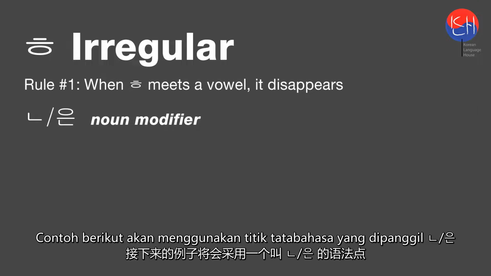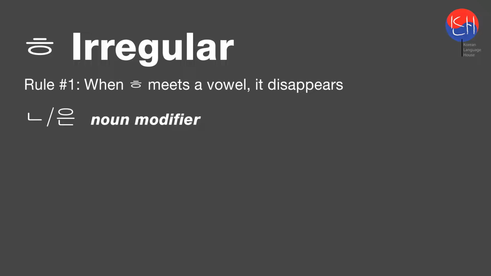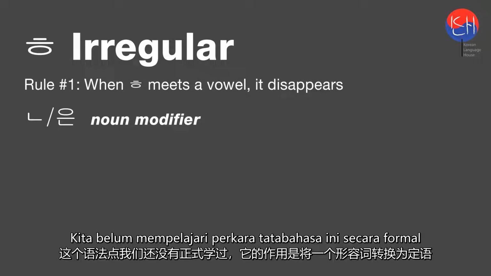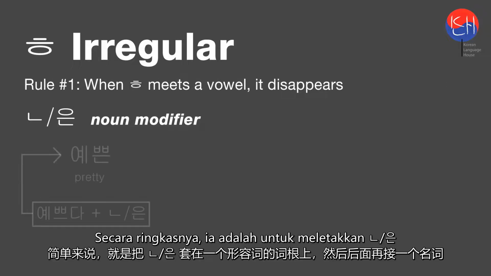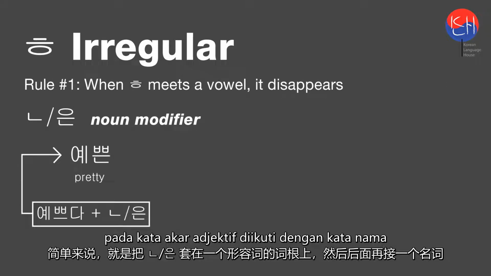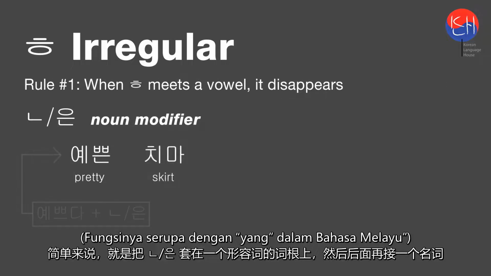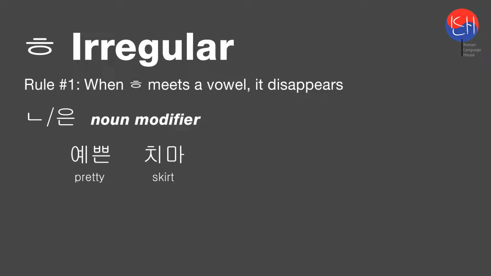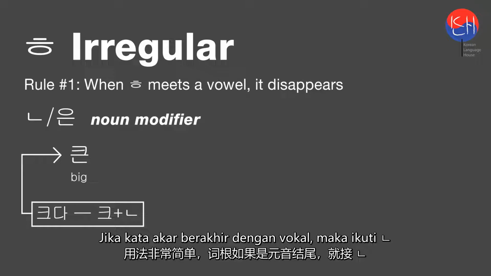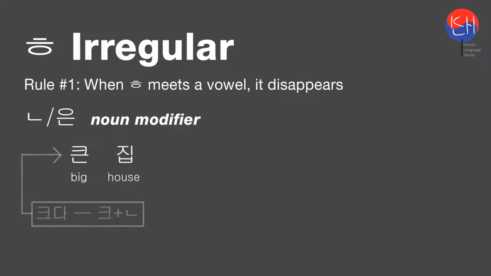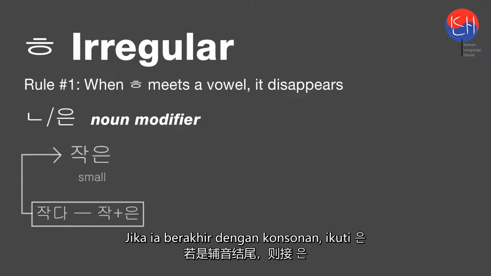We're going to use a new grammar point called ㄴ/은, for example. We haven't covered it in our lessons yet, but it turns an adjective into a noun modifier. In other words, it's added to the stem of an adjective so that it can then be used to describe a noun. It's very simple to use. If the adjective ends with a vowel, you add ㄴ. If it ends with a consonant, then 은 is added instead.